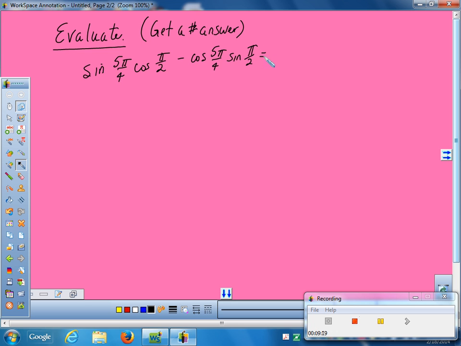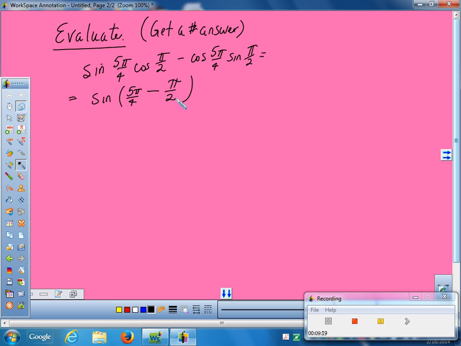You look at that and go, does that look like any of these identities? It is sine A minus B. So yeah, it looks like sine of A minus B, doesn't it? So we would go, oh, alright, if that's the sine of A minus B, then what's A and what's B? A is 5 pi over 4. B is pi over 2.